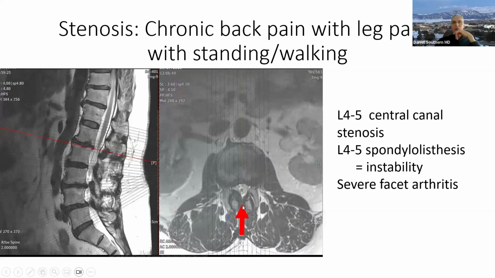And finally, we have this thick, dark structure on the underside of the canal. What is that? Well, that's thickening of the ligamentum flavum. And that, if you notice right here, is contributing to the narrowing inside the canal. So we got a lot going on.